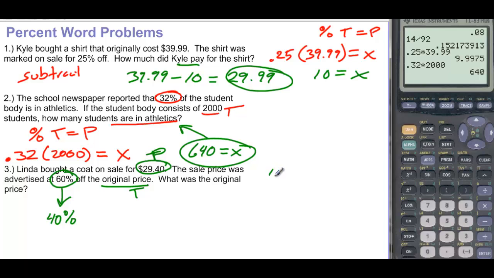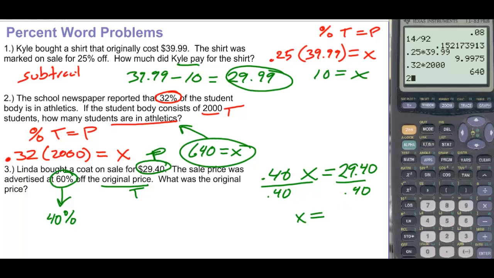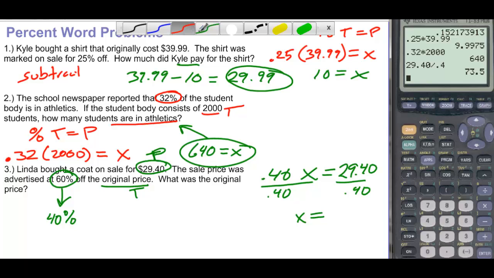So I'm going to say 40% of the original price, which we don't know, x, is equal to the new sale price of $29.40. So there's my setup. 40% of the original price is equal to the sale price. Now, to get x, just divide both sides by 0.4, and x is equal to, use your calculator, $29.40 divided by 0.4. The original price was $73.50. So let's go ahead and fill that in. $73.50. That was the original price of the jacket.